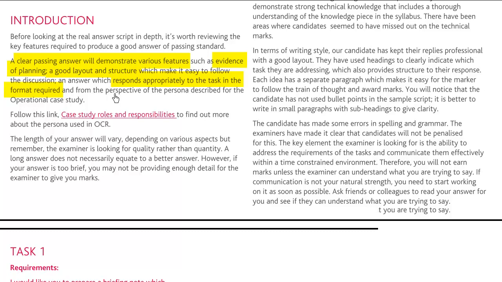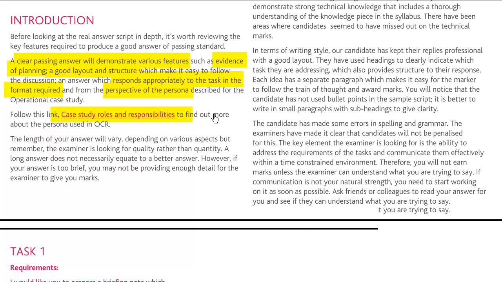But beyond that, you really have to answer the question to get the marks. Okay, so it responds appropriately to the task and in the required format, the examiner said. Okay, from the perspective of the persona described for the operational case study. So, we've got a link there.